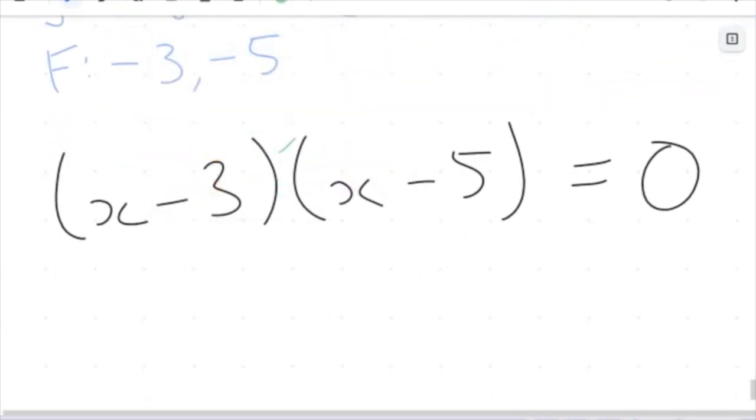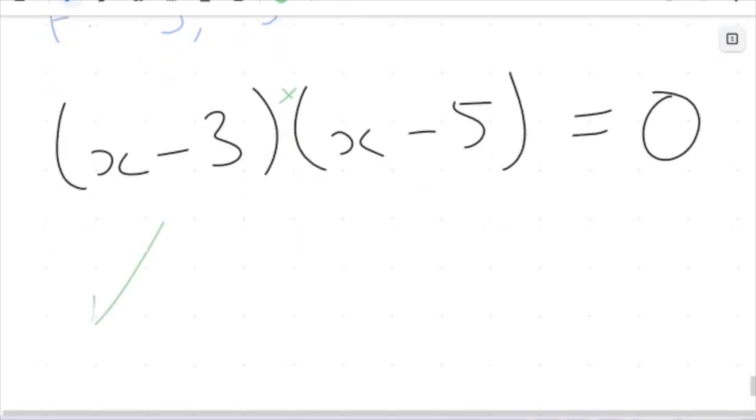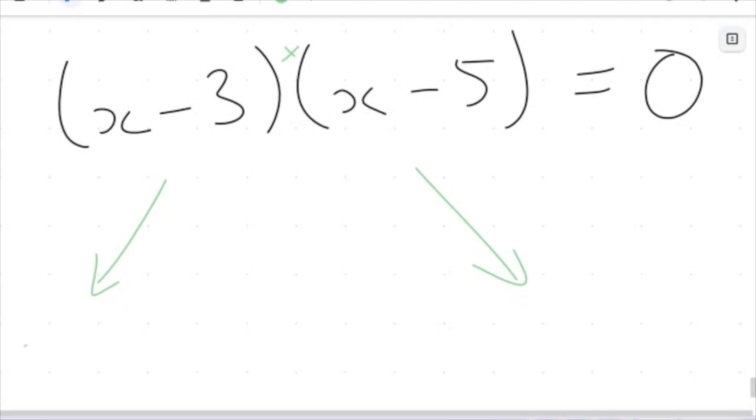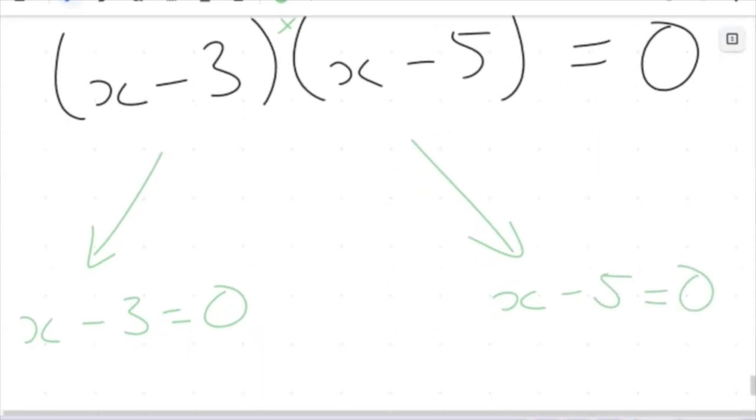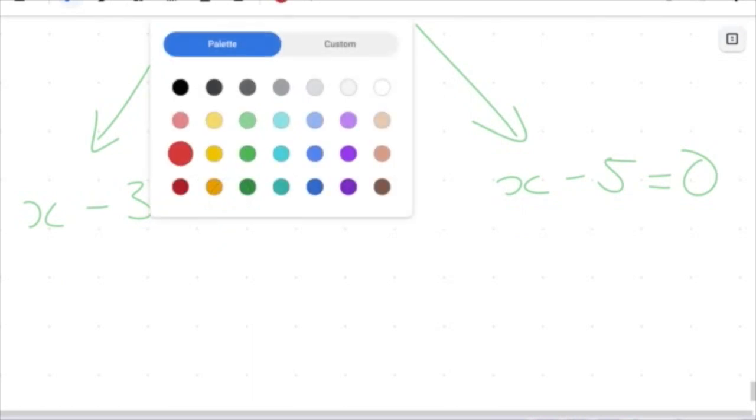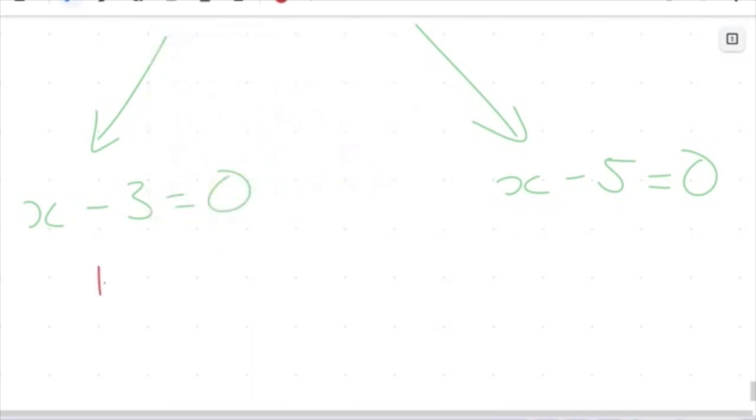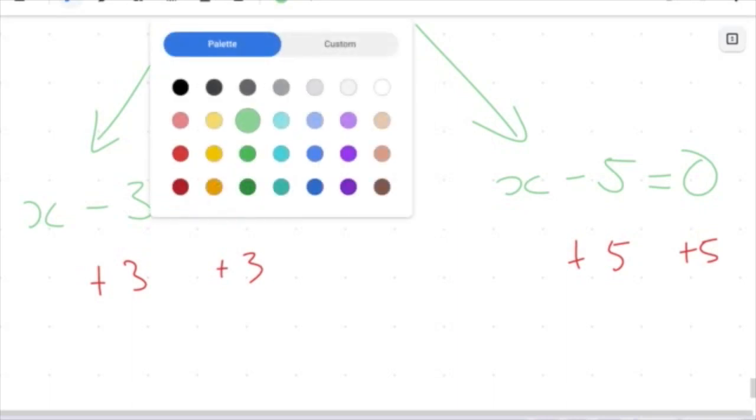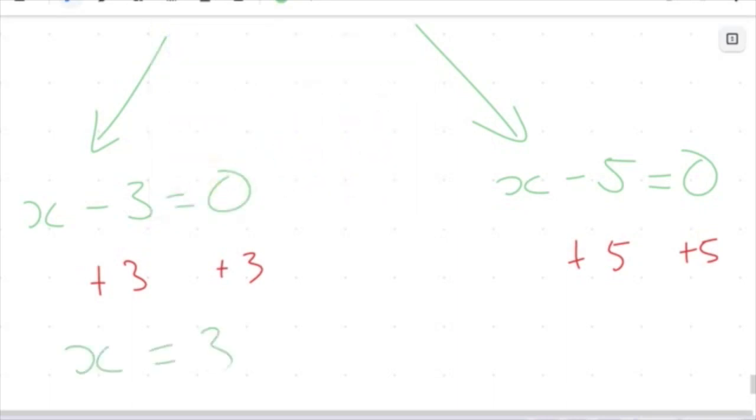Now these are products, so I can just find the values of x that make either x minus 3 equal to 0 or x minus 5 equal to 0. Okay. And from here, we already know how to do this. We've done plenty of examples like this. I'm just solving the equation now. And I wind up with x equals 3, x equals 5.